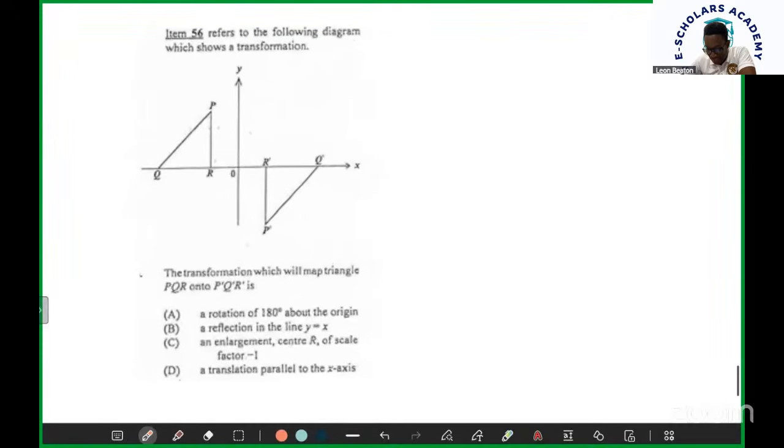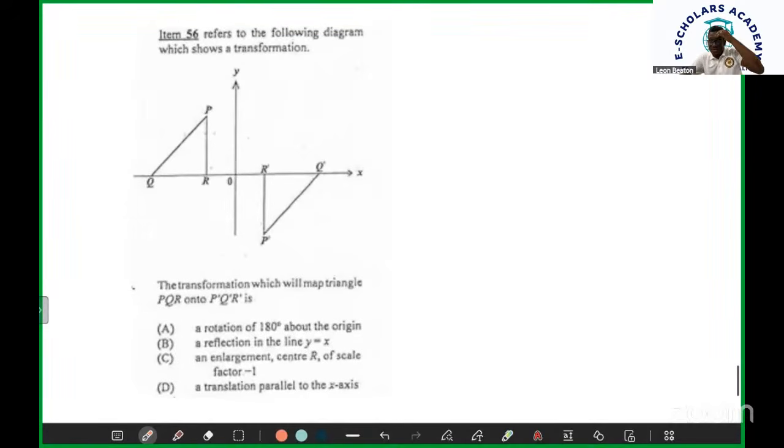This one now says item 56 refers to the following diagram, which shows a transformation. So we got the object and the image. The transformation which will map triangle PQR onto P prime, Q prime, R prime is... which are we looking at?